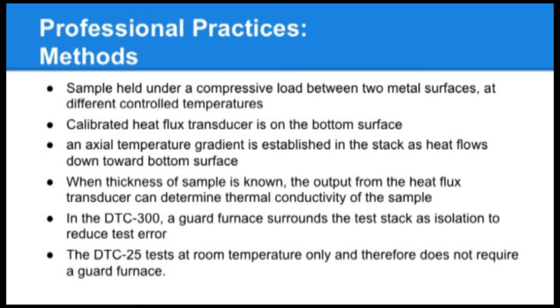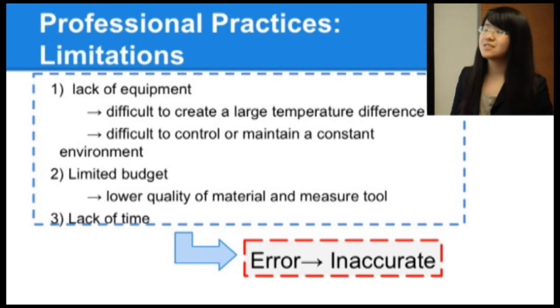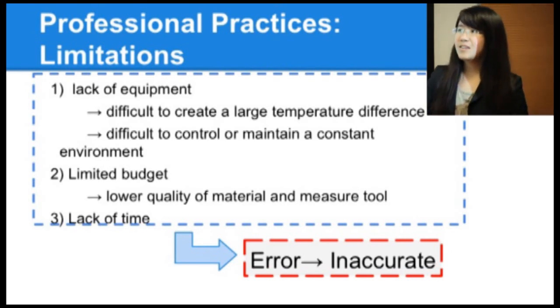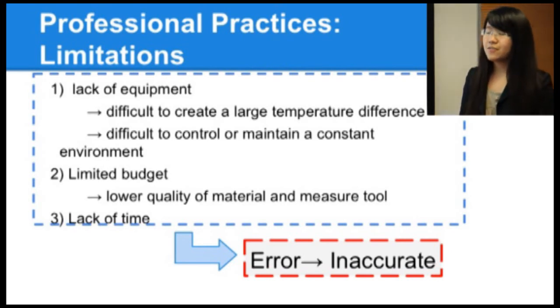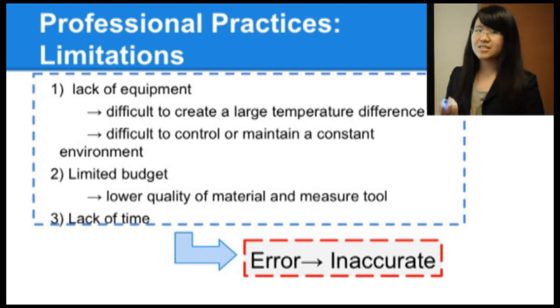Specifically in the DTC 300, a guard furnace surrounds the test stack as an isolation to reduce test error. In the DTC 25 test, it is conducted at room temperature and therefore does not require a guard furnace. As we mentioned previously, the large-scale experiments should be replaced by small-scale experiments due to three limitations: the lack of equipment, limited budget, and lack of time. However, these limitations affect the accuracy of the small-scale experiments.